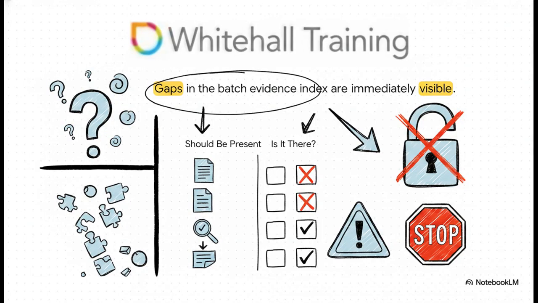Organizing the dossier with a batched evidence index is great because it exposes gaps instantly. It simply asks, is the required document there? Yes or no. Incomplete evidence is not just some minor administrative omission. It is a critical gap that must halt your certification entirely. Why? Because you simply cannot evaluate what you cannot see.